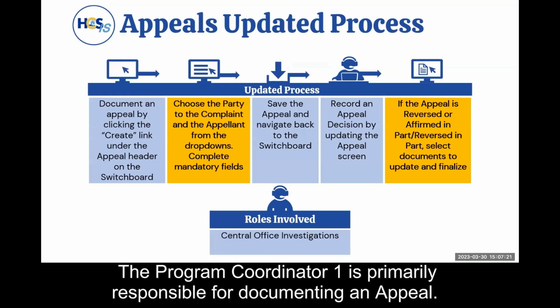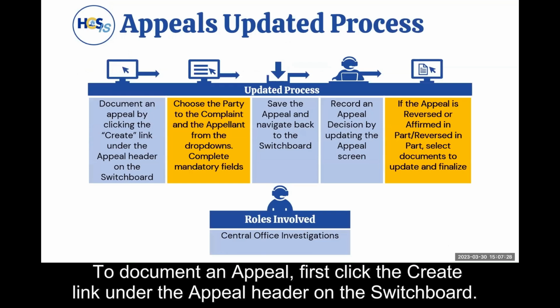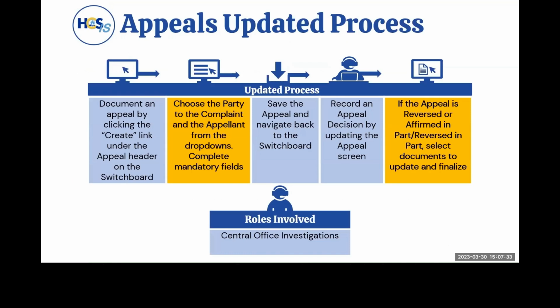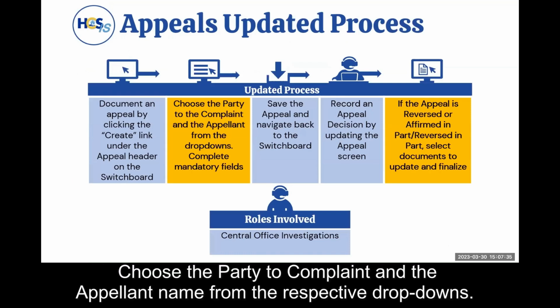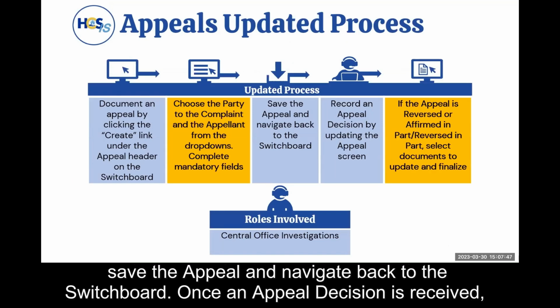The Program Coordinator 1 is primarily responsible for documenting an appeal. To document an appeal, first click the Create link under the appeal header on the switchboard. Choose the party to complaint and the appellant name from the respective dropdowns. Complete all other mandatory fields. Once mandatory fields are completed, save the appeal and navigate back to the switchboard.